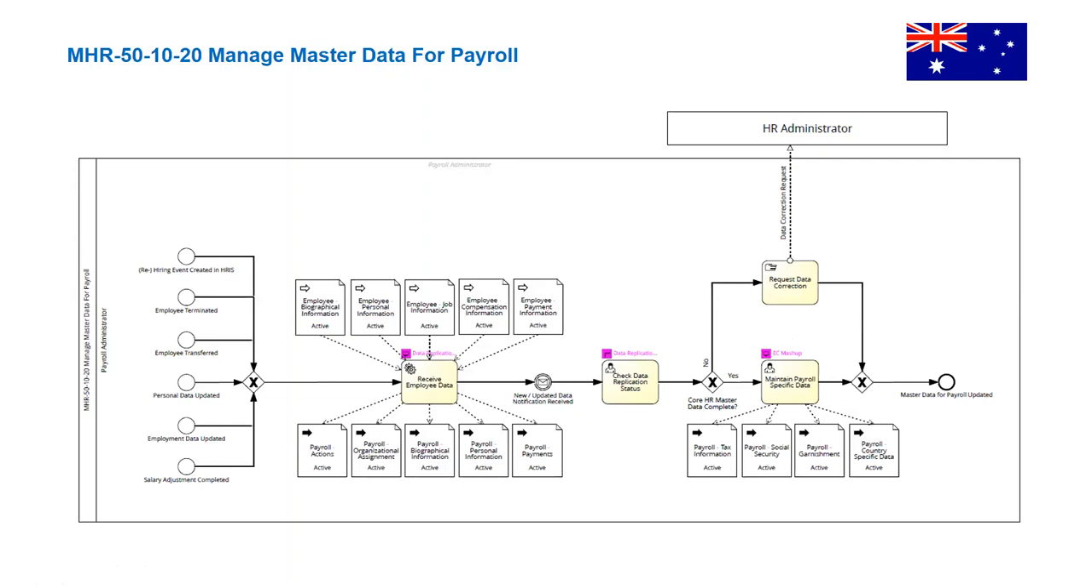Here you can see there is some specific information which generally happens in the US payroll, like garnishment and social security. Some other things are not there. It is very generic. These processes are not country specific.